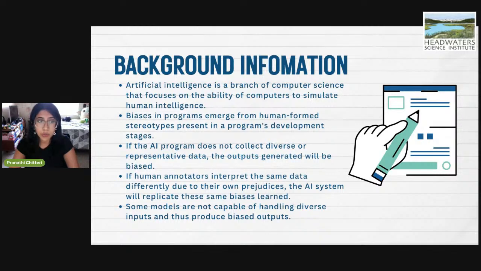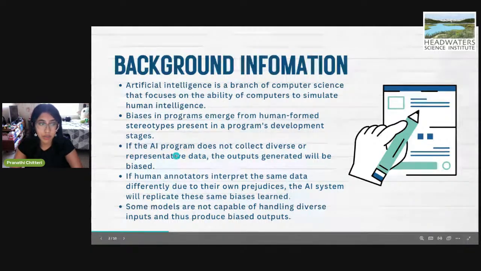During the early stages, human annotators are hired to label certain data sets and interpret information as humans would. And this helps the program to learn certain patterns and mimic human intelligence. So data labeling bias occurs during the training stages of an AI model. If a human annotator has different interpretations of the same data depending on their personal beliefs and their own opinions, the AI system will replicate these same biases, and it'll be transferred when the AI program is released.